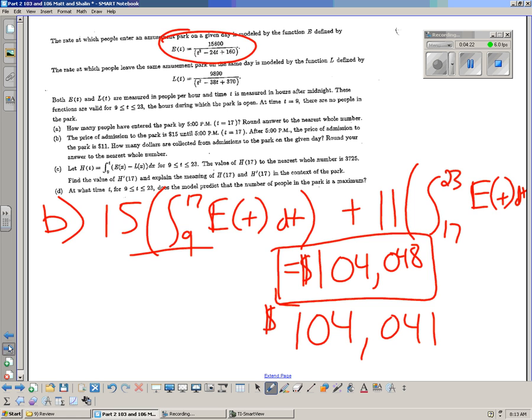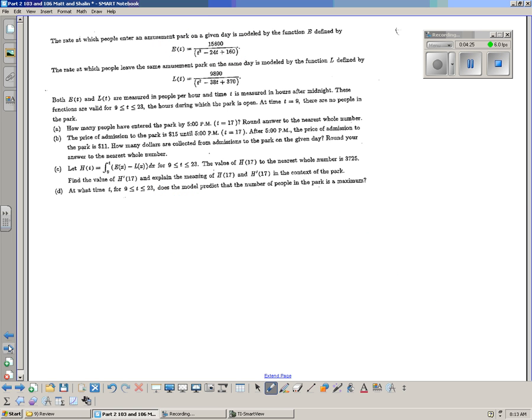All right, so going on to part C. Now, part C is saying let h of t equal the definite integral from 9 to t. We're always starting at 9 because that's the minimum value of e of t, which is the rate in minus the rate out. So for the time 9 to 23, it says the value of h of 17 to the nearest whole number is 3,725. So that's basically plugging in the integral from 9 to 17 of E of x minus L of x, and you would get 3,725.